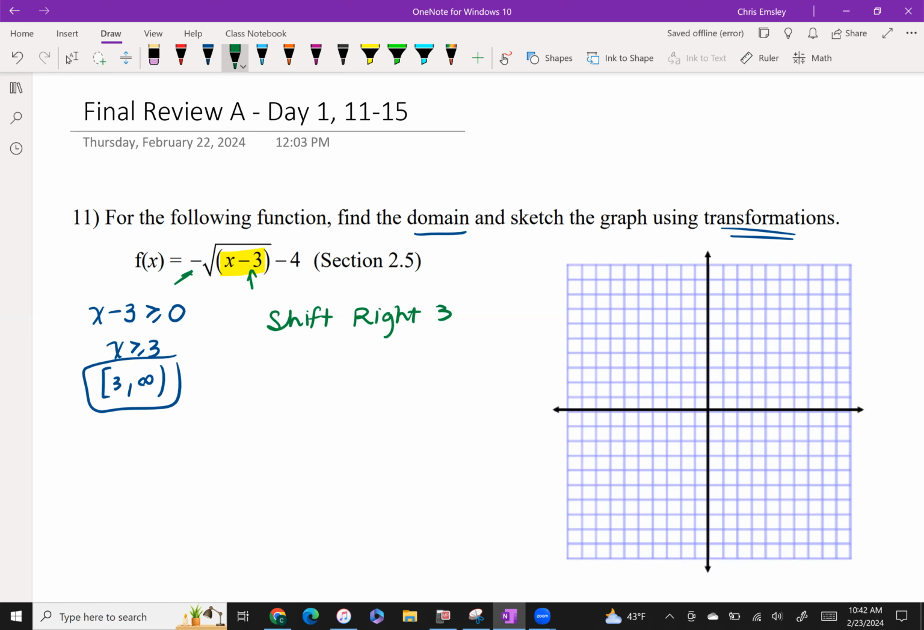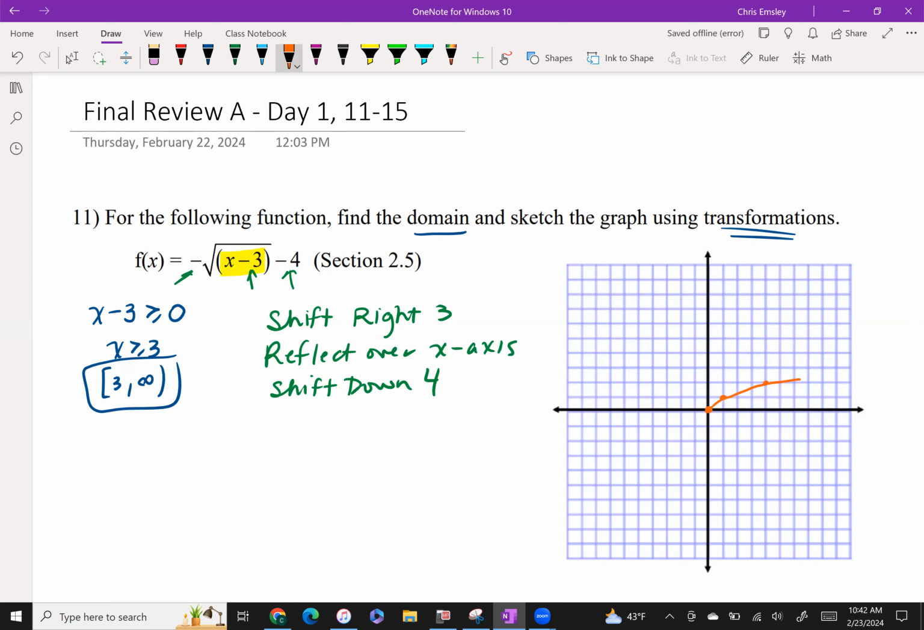So that is a vertical reflection, or a reflection over the x-axis. And then this minus 4, again not in the radical, so that's a vertical change again. That one's going to be a shift down by 4. So the square root function, the parent function, looks like this. It starts at 0, 0, and then it's kind of like a little parabola on its side.